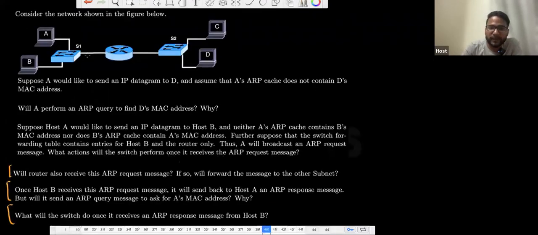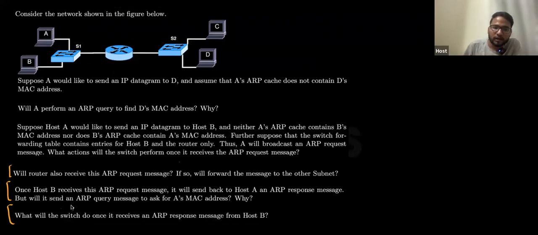When A is sending to B, the broadcast message will go to the switch, and then this switch will forward it to both of its other interfaces, apart from the incoming one. The router will also receive it, yes, but it will not forward it.